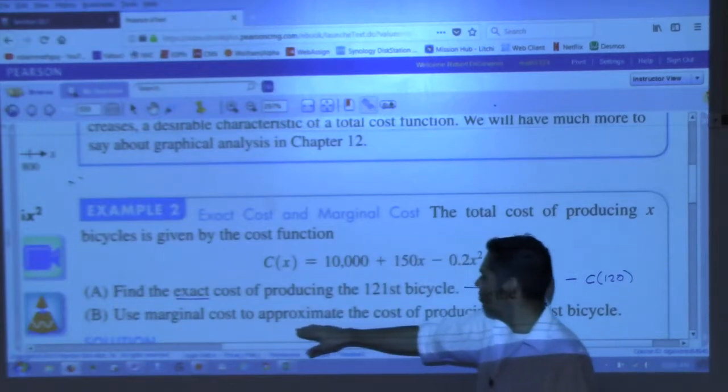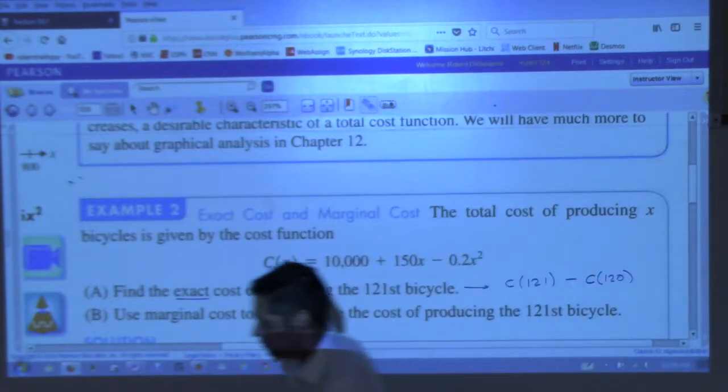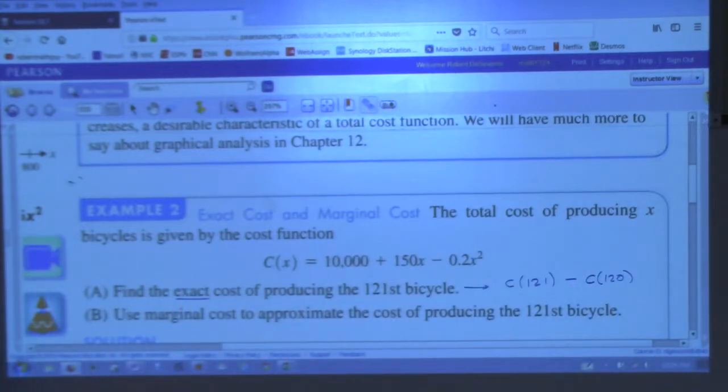This means you're going to be working with the derivative of the function. And what you need to do is find the derivative of producing the 121st bicycle, right? So what does that mean? We're going to find the derivative of this? Yes. Okay, so remember I said this one's a little tricky? Okay, let me go back to a picture for you. Maybe the picture will help.